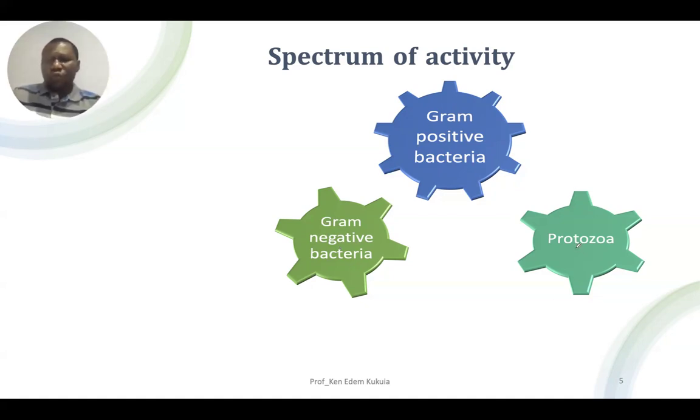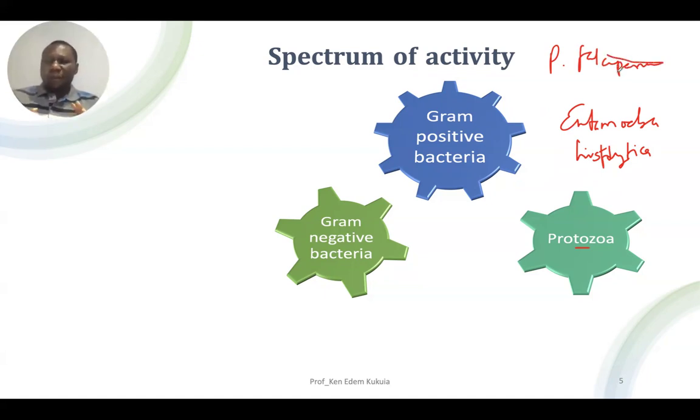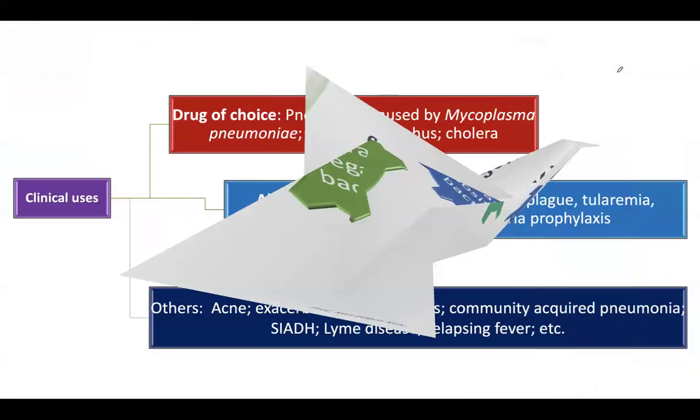Then they are also able to attack organisms that are not bacteria. So they attack protozoa. Specifically, we have Entamoeba histolytica, which causes amoebiasis. Then we also have Plasmodium falciparum, which causes malaria. So the protozoa they attack, these are the two that they normally would attack.